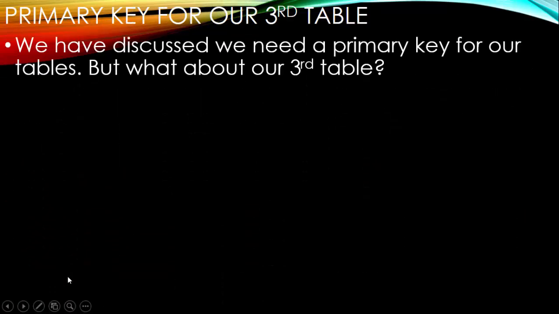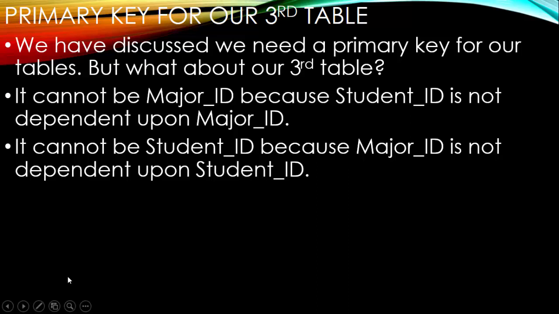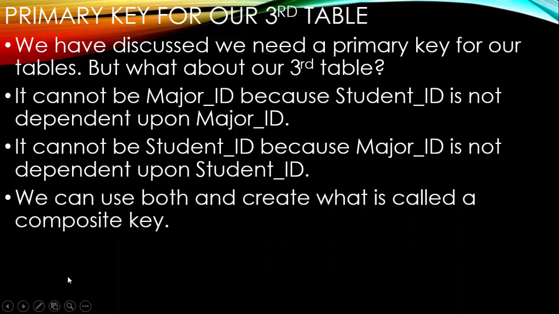So we have discussed we need a primary key for our tables. But what about a third table? We just said we're going to use student ID and major ID, so which one becomes the primary key? Well, it can't be major ID because student ID is not dependent upon the major ID. And it cannot be student ID because major ID is not dependent upon student ID. So what do we do?